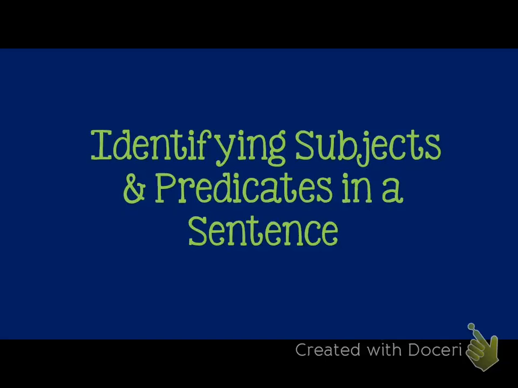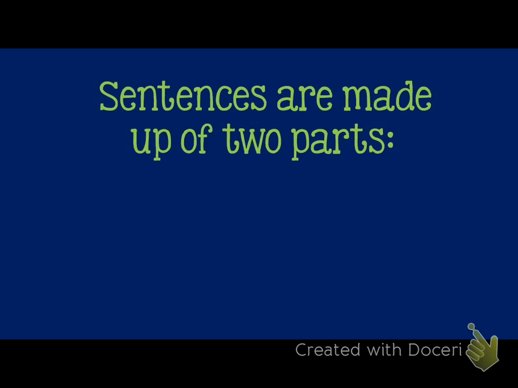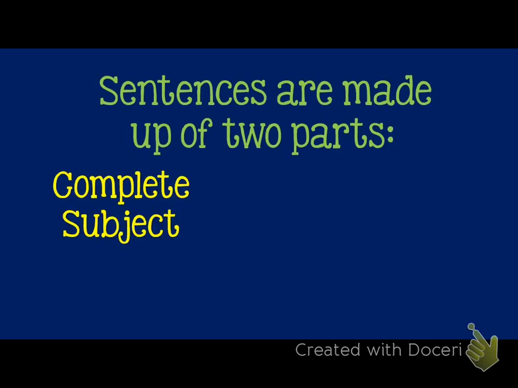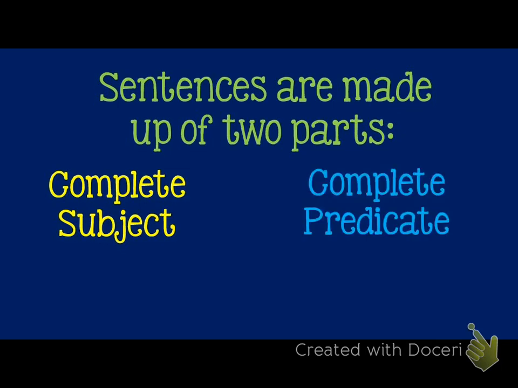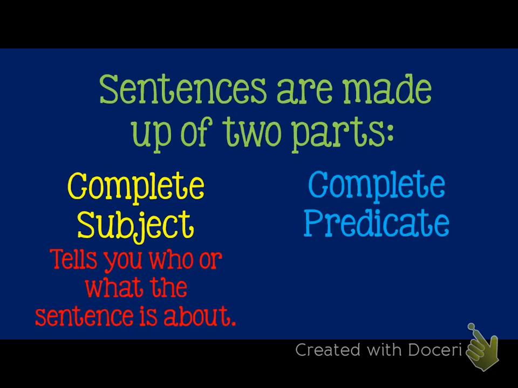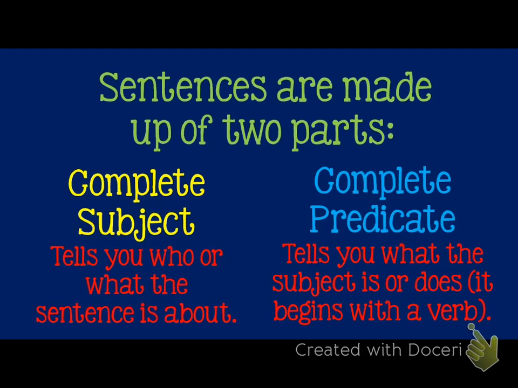Identifying subjects and predicates in a sentence. Sentences are made up of two parts: the complete subject and the complete predicate. The complete subject tells you who or what the sentence is about. The complete predicate tells you what the subject is or does. It begins with a verb.